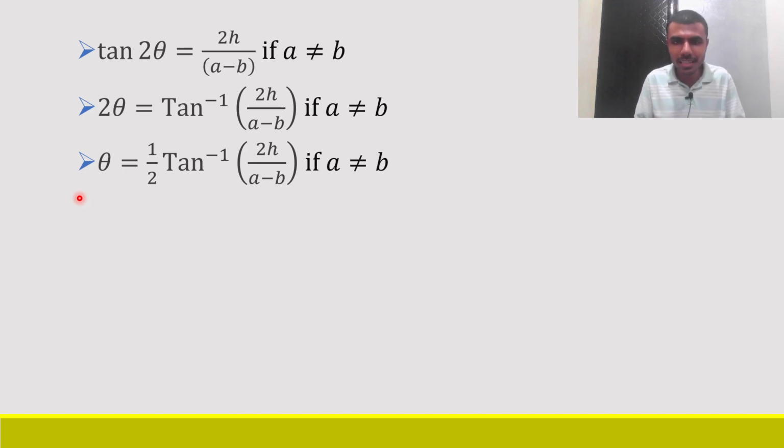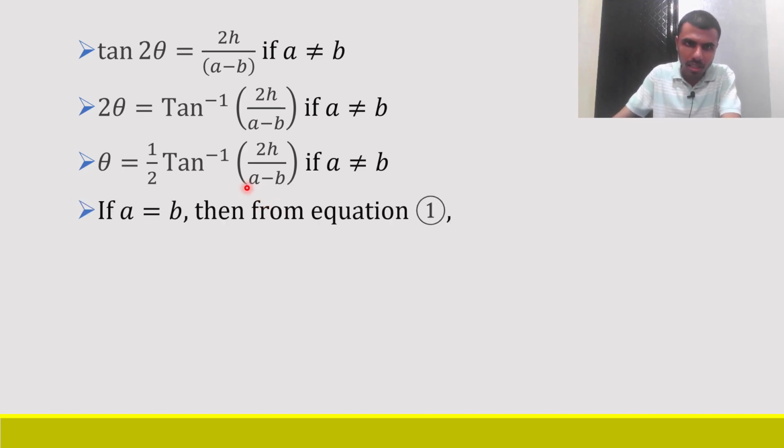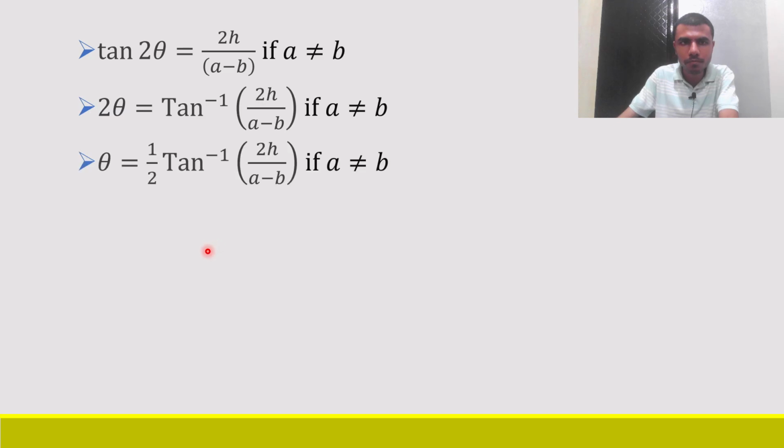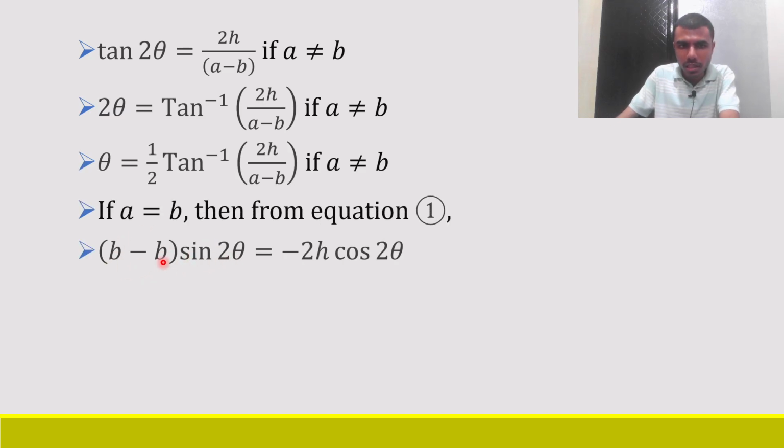I completed only one case, where a is not equal to b. What about the case where a equals b? See, if a equals b, then in equation 1 just put a equal to b. So b minus b into sin 2 theta equals, b minus b is what? 0. Hope you do not get 0 in the exam. 0 into anything is 0. Okay, so 0 equals minus 2h cos 2 theta.